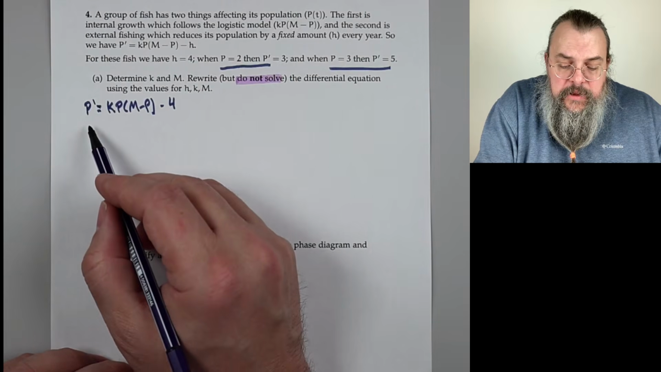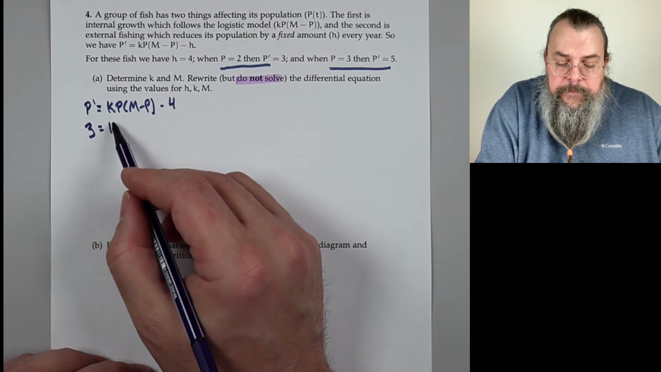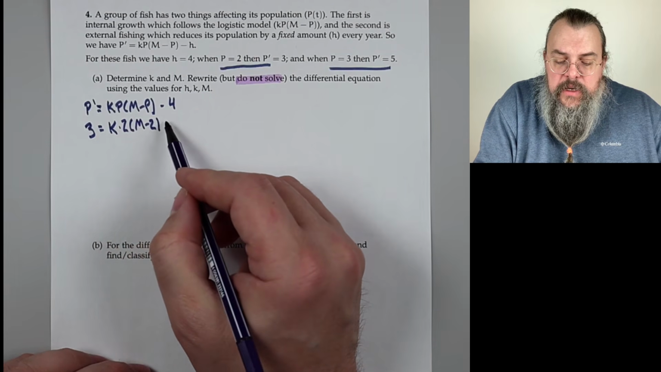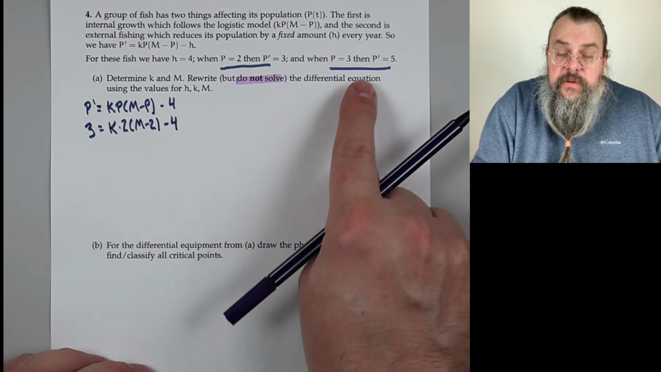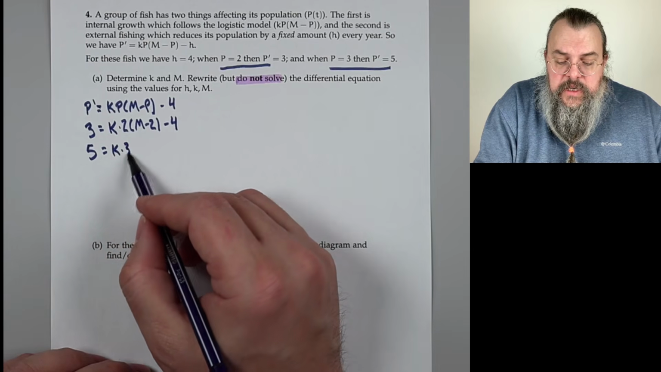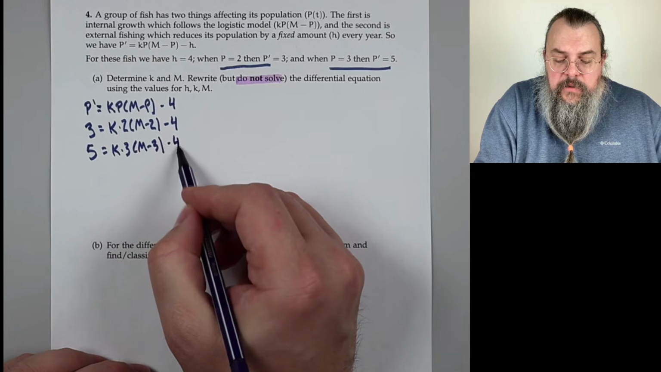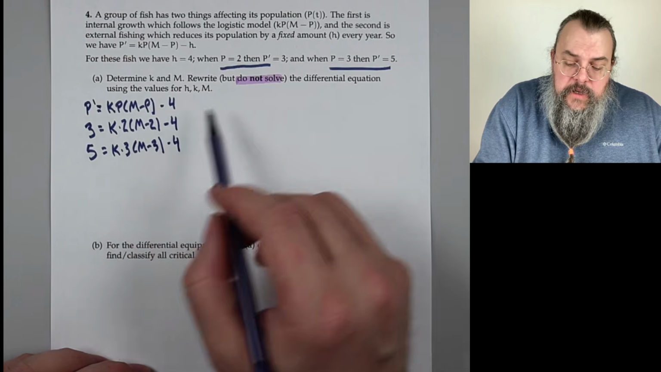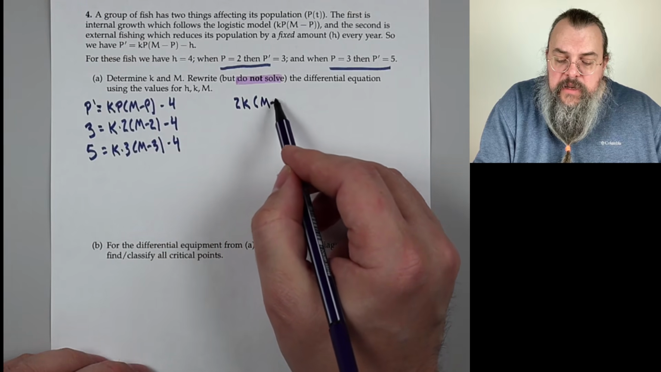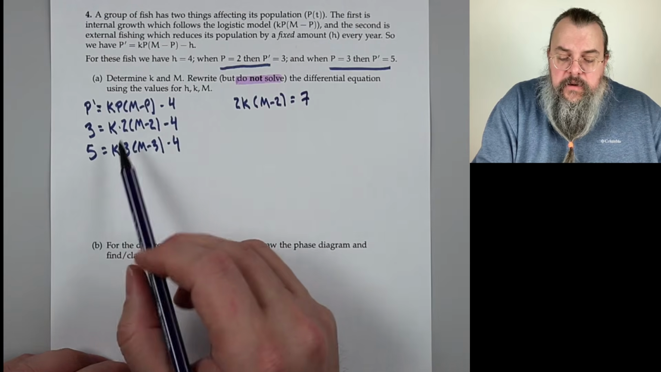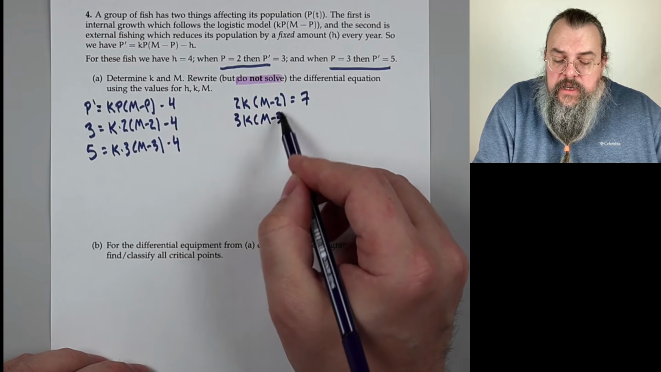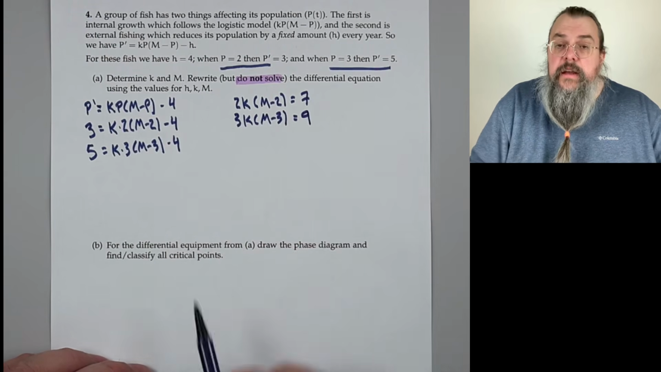So we're going to get that 3 is equal to k times 2 times m minus 2 minus 4. And now we'll do the same thing over here. P prime 5 is equal to k times 3 times m minus 3 minus 4. Well, if you look at this, we could rewrite this as saying, hey, 2 times k times m minus 2 is equal to 7, right? Because I just add 4. And 3 times k times m minus 3 is equal to 9. Because again, I can add.